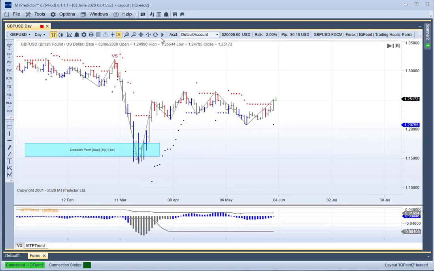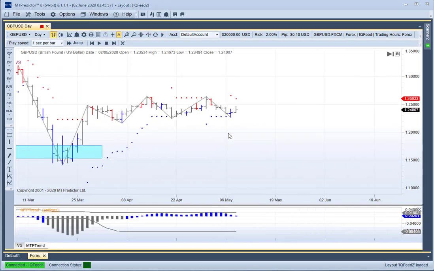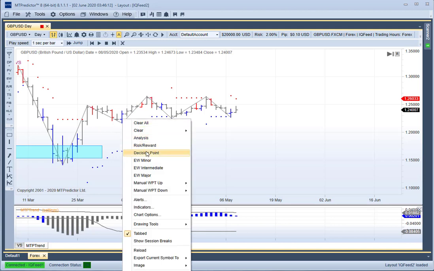So what do we do on this? So I'll just go back in time a little bit. And here, what we do is we take our DP, which is our decision points, support and resistance levels of previous highs and lows. We teach which highs and lows to use in our customer training. But this is the last swing into the high, so you take DP off this level here. So right mouse click, do DP.